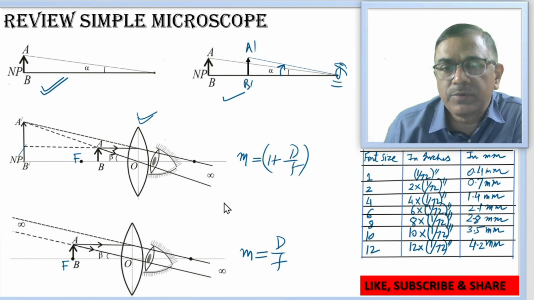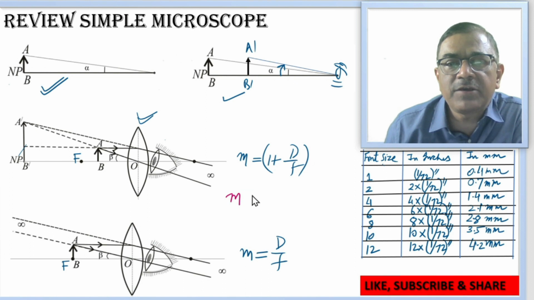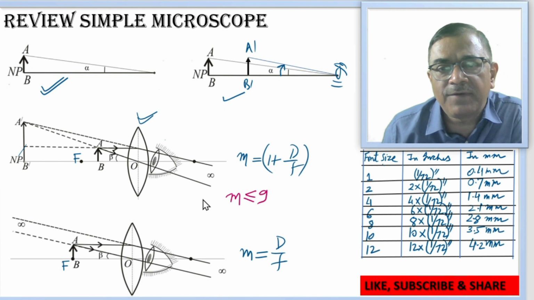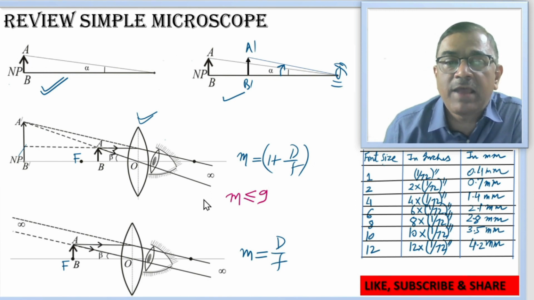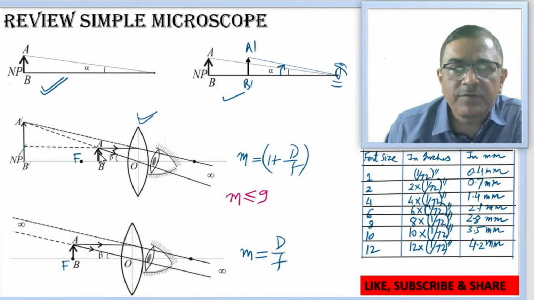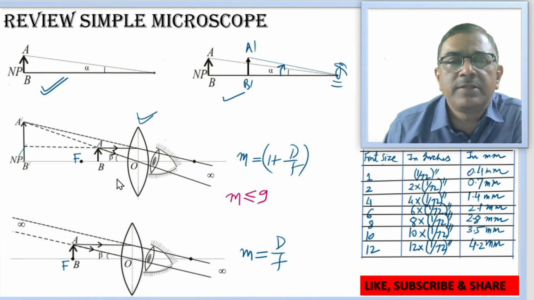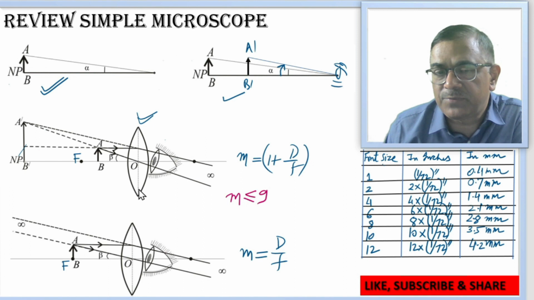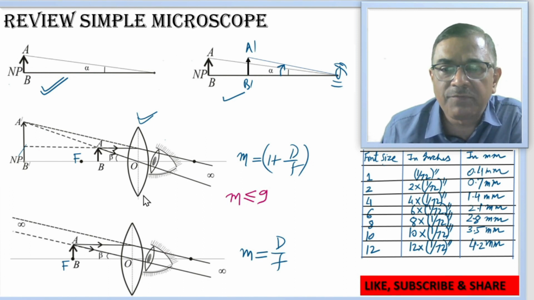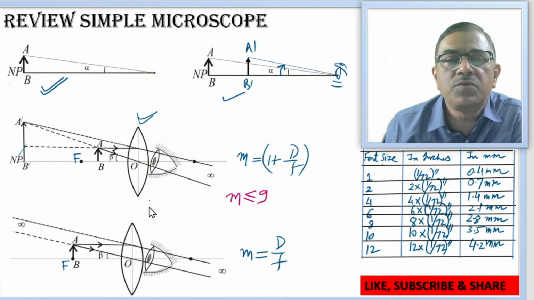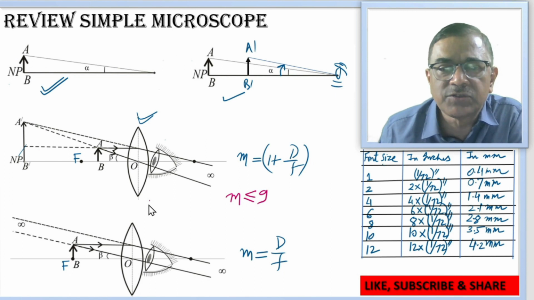As I told you, the simple microscope has magnification up to 9. The value of magnification m is equal to or less than 9. So it can magnify the size of the image to 9 times the size of the object. If the size of the object is very small, then the magnification produced by the simple microscope may not be enough. In that case, you need a compound microscope.